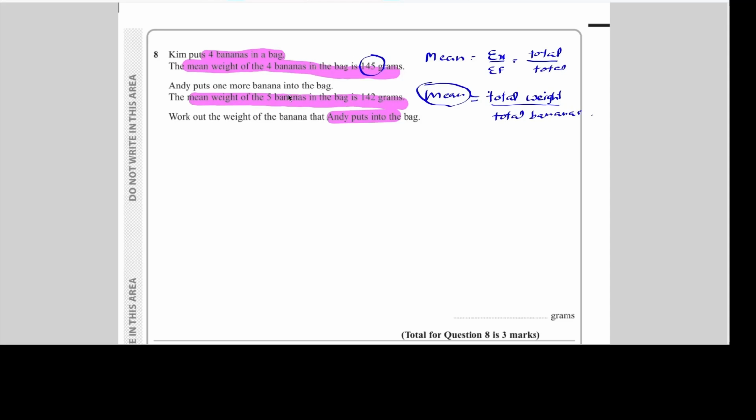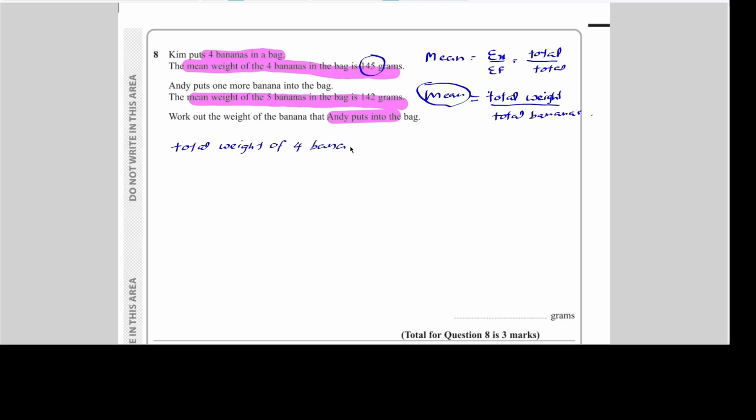let's do it in this way. I'm getting total weight of 4 bananas. I'm getting total weight of 5 bananas. If I can subtract them, then I'm getting the weight of the 5th banana. So let's get it in this way. Total weight of the 4 bananas.